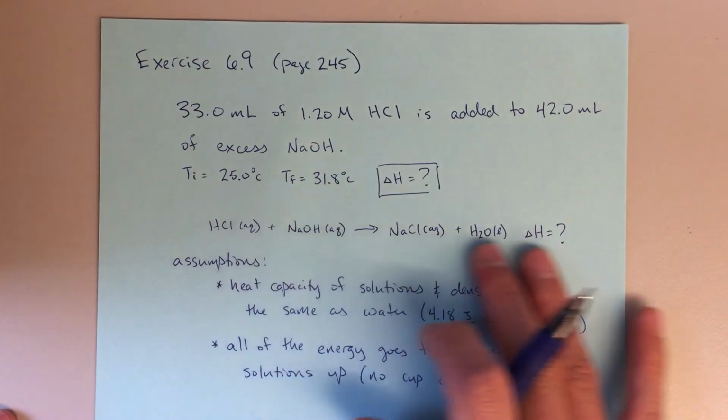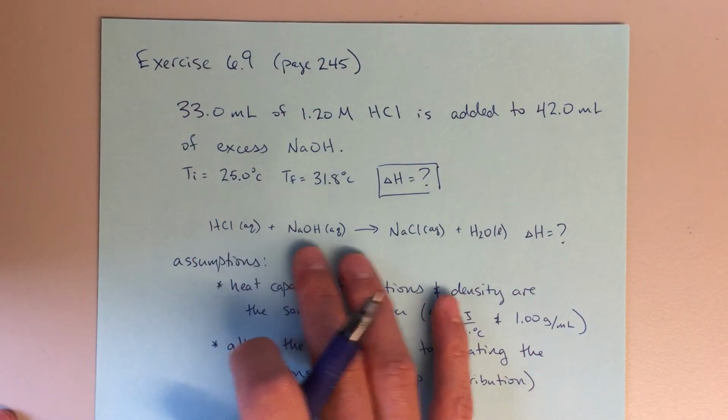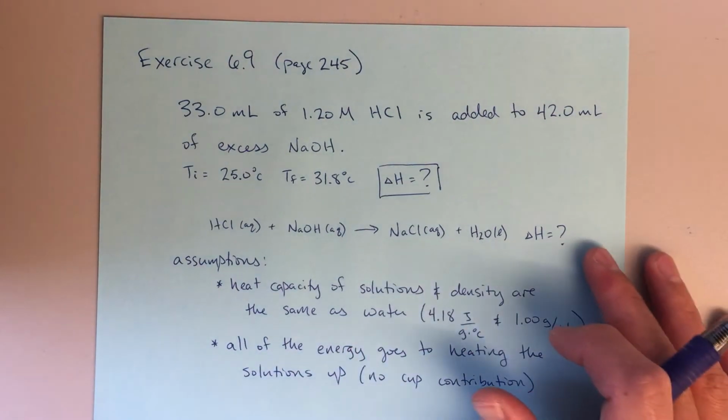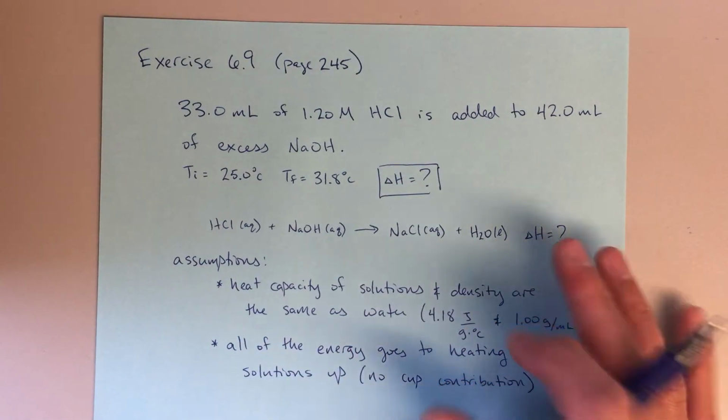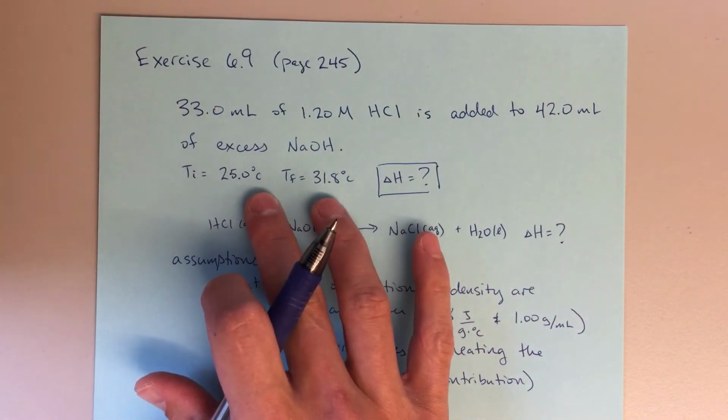So here they've also given me this full reaction where my HCl will react with sodium hydroxide. I'm going to form sodium chloride salt, which will be dissolved, and form water. This is going to give some energy off. I know it's going to be an exothermic reaction because I see that my temperature has gone up.